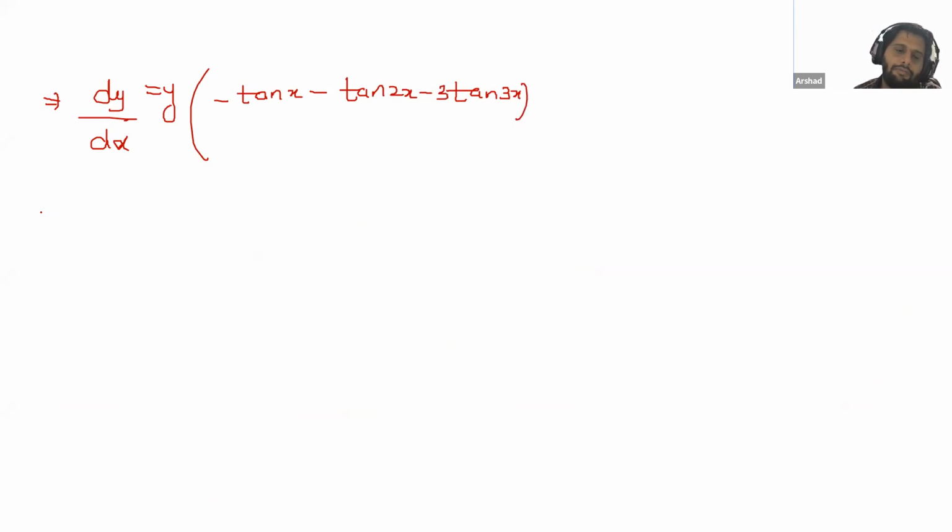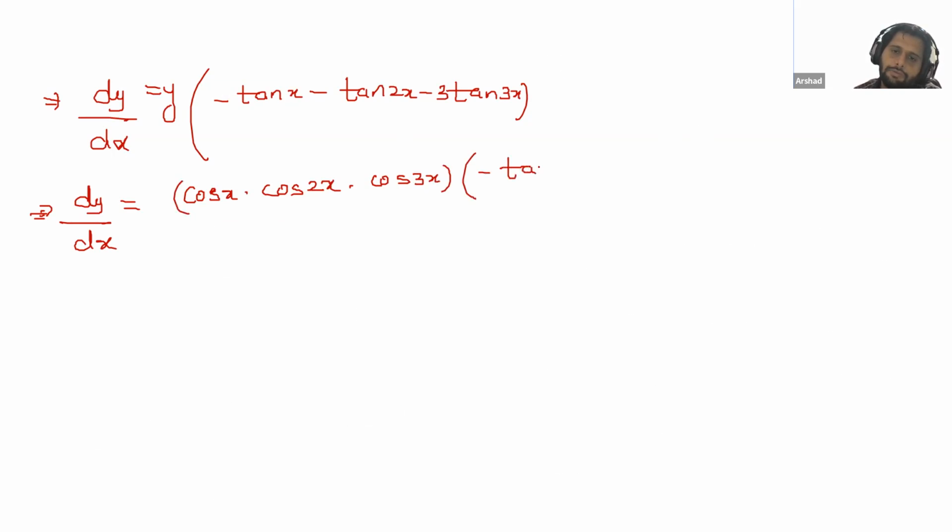Now put this value of y here. So what you will get, dy by dx is equal to, what is y? Write the complete value: cos x cos 2x cos 3x into this complete term, that is minus tan x minus tan 2x minus 3 tan 3x.